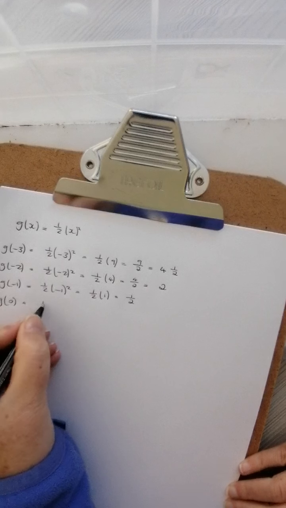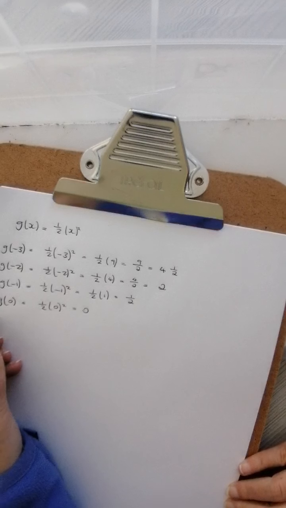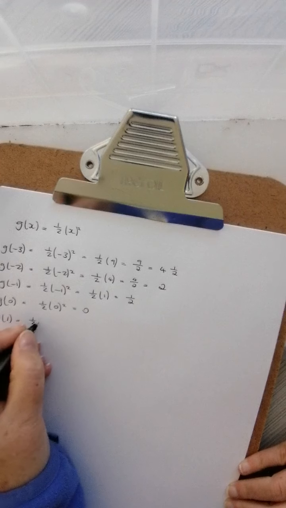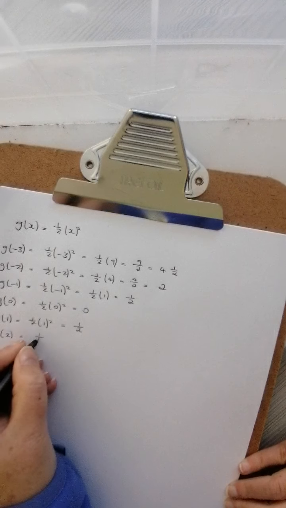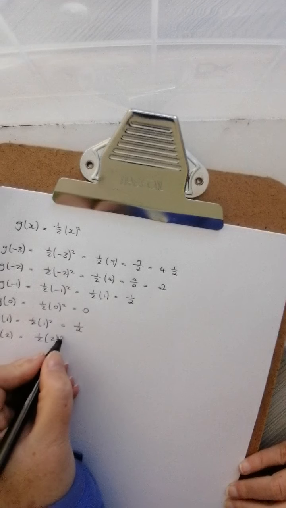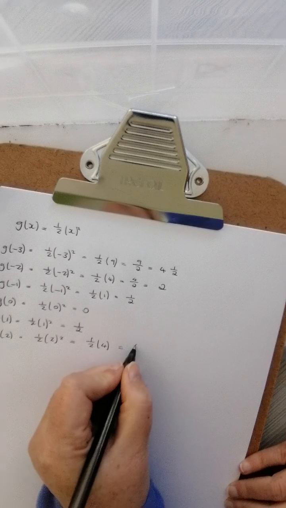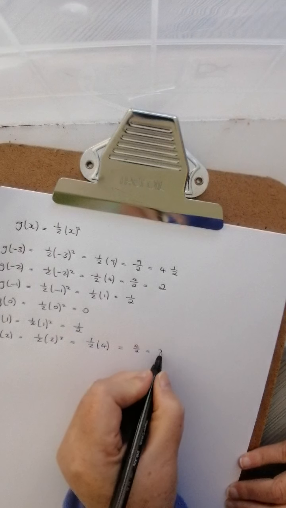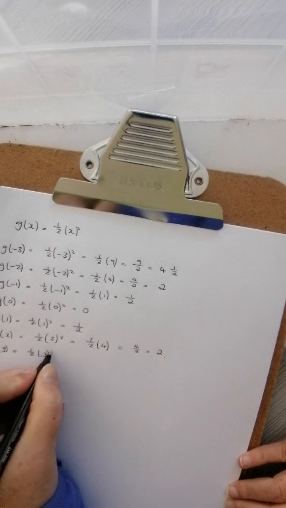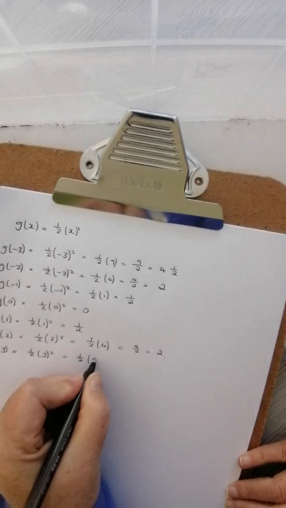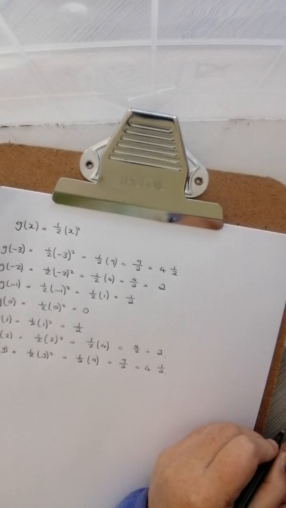G of 0 is anything times 0 is 0. G of 1 is again a half. G of 2 is going to be a half times 4, which is 4 over 2, which is then 2. G of 3 is a half times 9, which is 9 over 2, which is again 4 and a half.